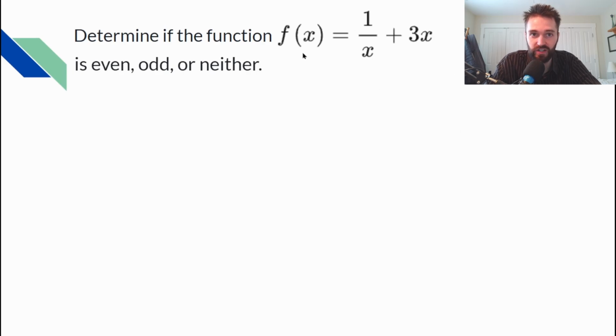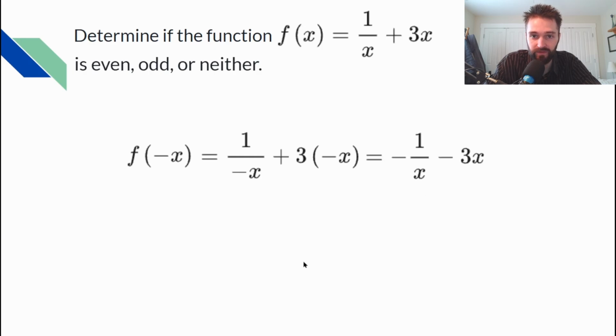Here we're asked to determine if this function is even, odd, or neither. All right? So let's just jump right into the formulas and see what we get for f of negative x and negative f of negative x. Okay? F of negative x is equal to this. All right? We're taking negative x and we're plugging it in here and here. Okay? And this simplifies to negative 1 over x minus 3x.